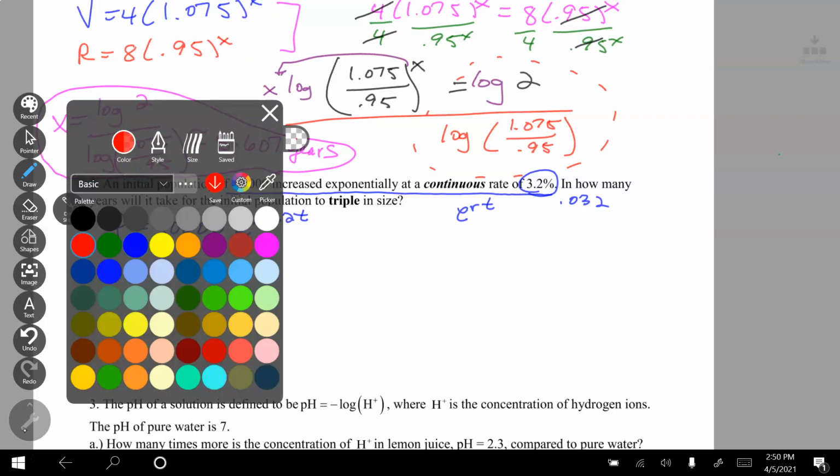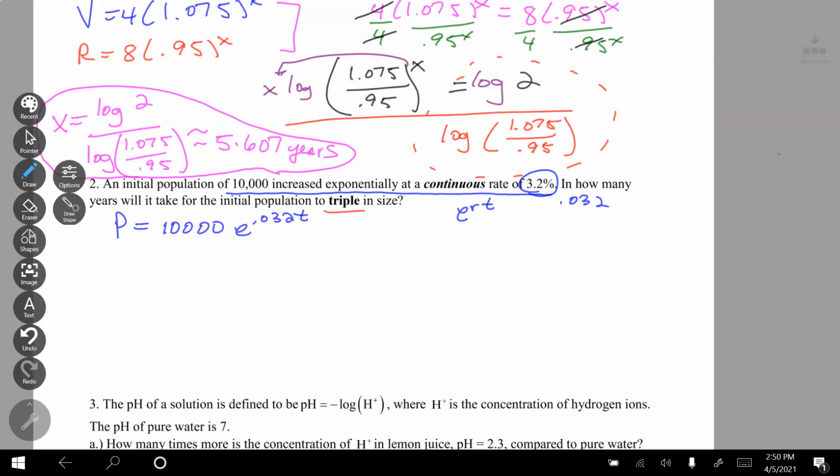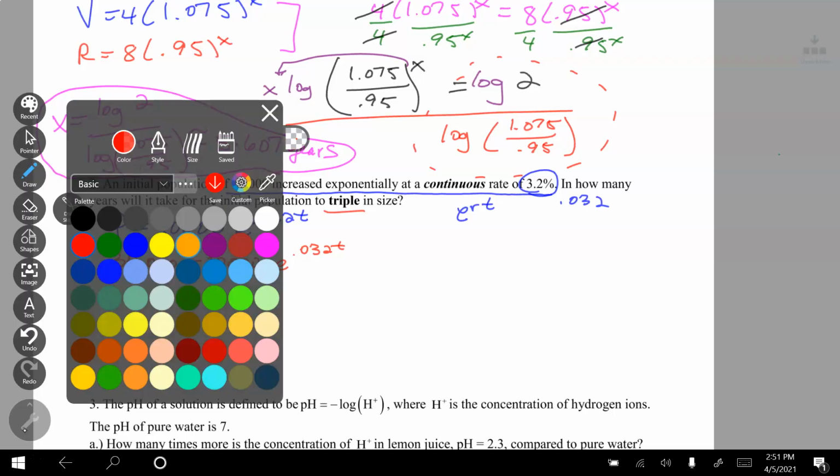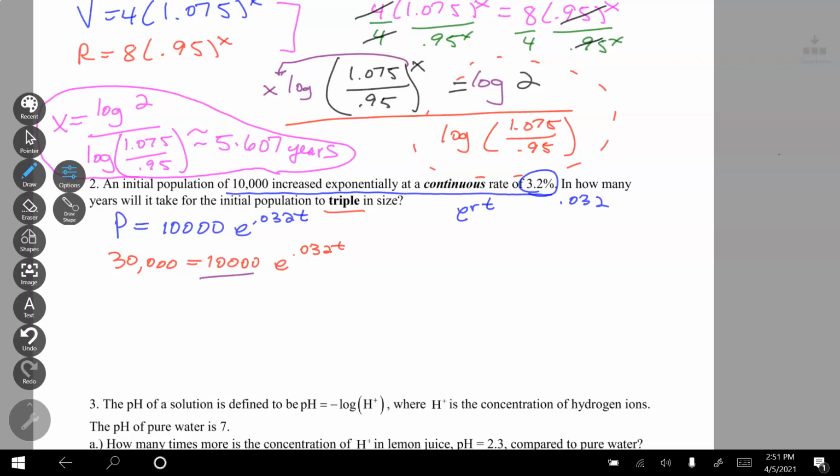I want to know how long it takes to triple. So triple the initial would be 30,000 equals 10,000 e to the 0.032 t. I'm going to divide by 10,000. I really have 3 is equal to e to the 0.032 t.